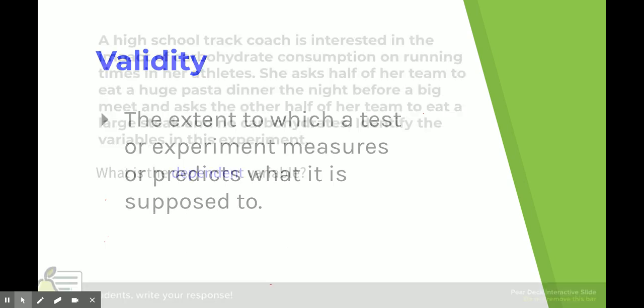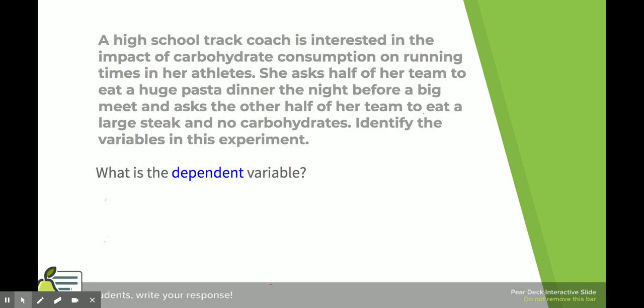So now I have a little sample exercise for you. So we're going to use this same study, and I'm going to have you identify the various variables. So a high school track coach is interested in the impact of carbohydrate consumption on running times in her athletes. She asked half of her team to eat a huge pasta dinner the night before a big meet, and asked the other half of her team to eat a large steak and no carbohydrates. Identify the variables in this experiment. So the first one I want you to identify is the dependent variable. So go ahead and type your answer.